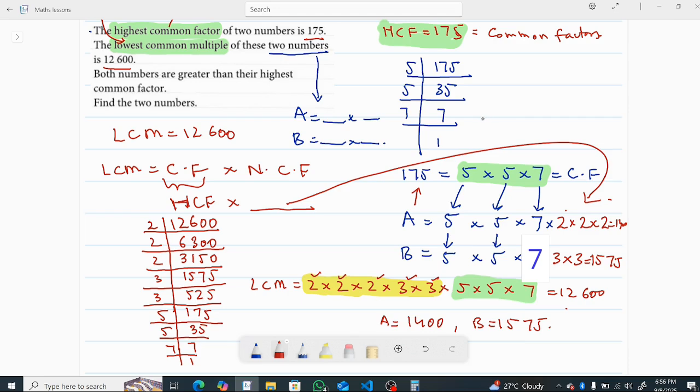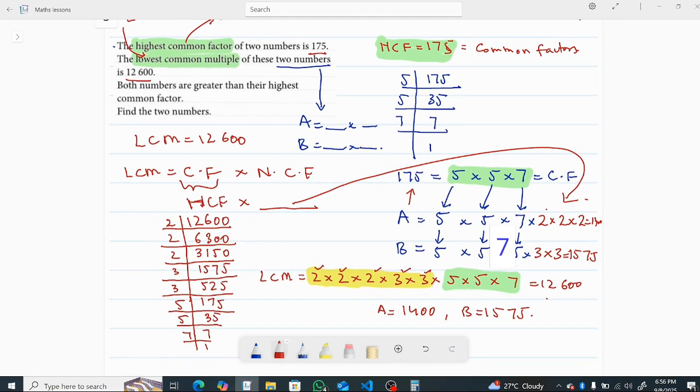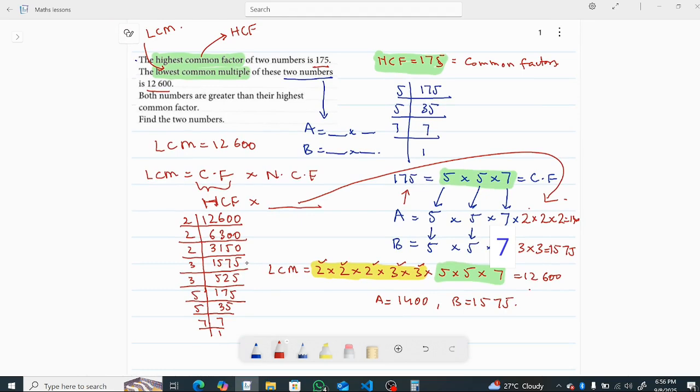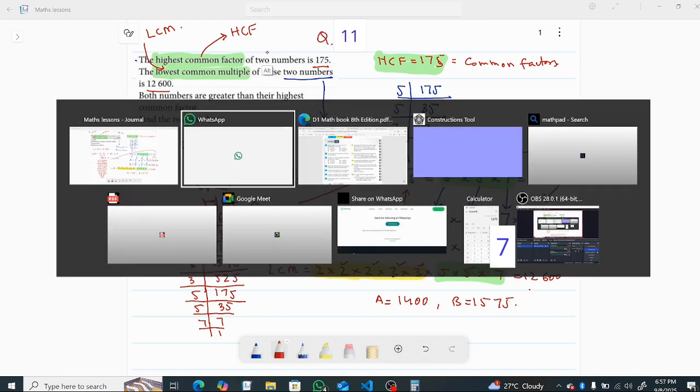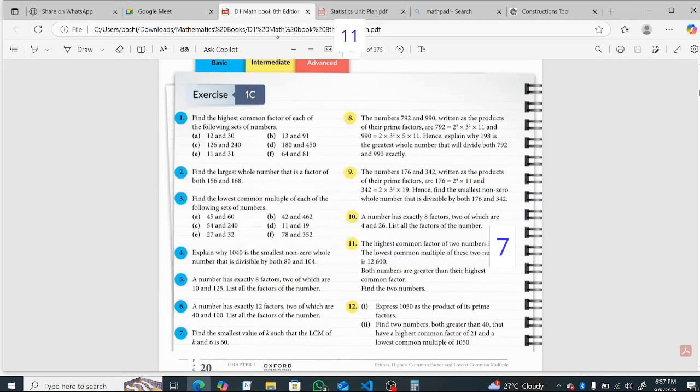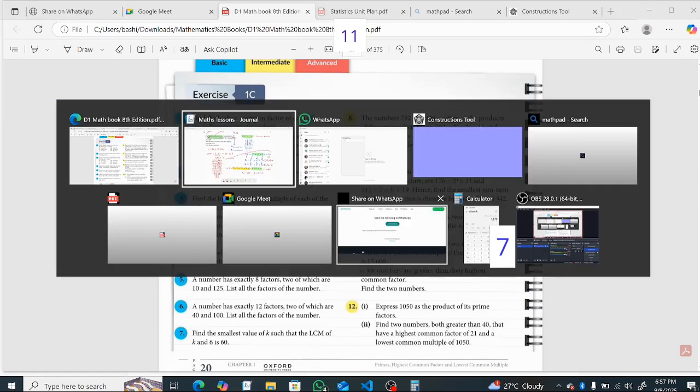So you have seen that something happens like this. This is the way for finding the numbers whenever HCF and LCM are given. With these hints, we can solve the problem. So this is question number 11 of Exercise 1C, Book 1, related to HCF and LCM.